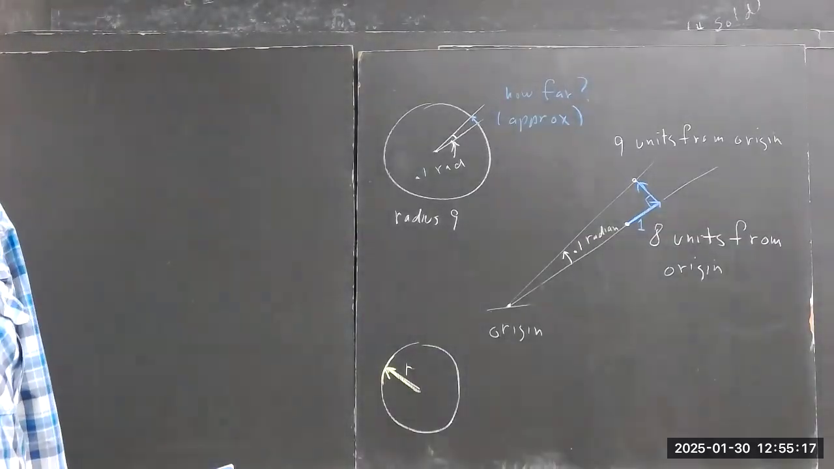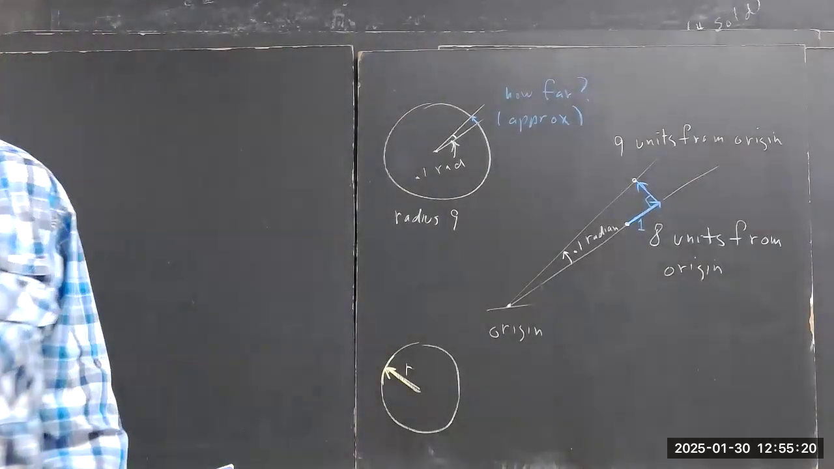I think it's pretty obvious that this length is bigger than this length. So I want you to draw me a picture where the radius is equal to the arc length.